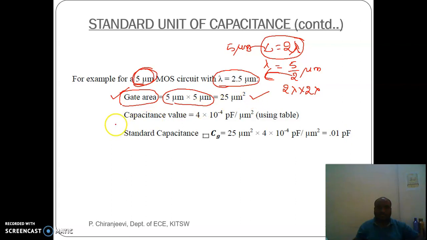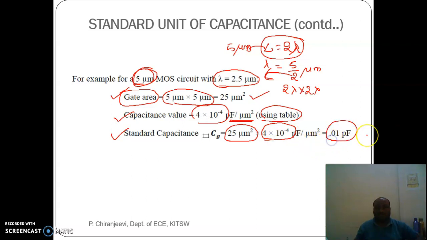In this case, the capacitance value would be, from the table, 4 into 10 power minus 4 picofarad per micrometer square. For the same thing, to get the standard capacitance value, you should multiply the gate area with the capacitance value you have taken from the table. So representing it as 0.01 picofarad. This is represented as the standard unit of capacitance for that MOS layer.